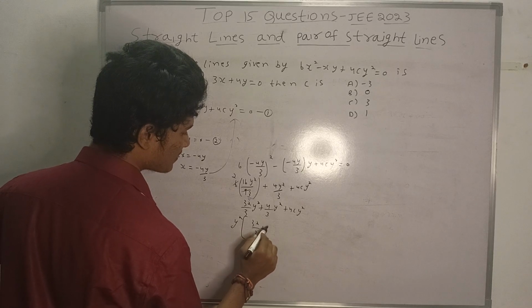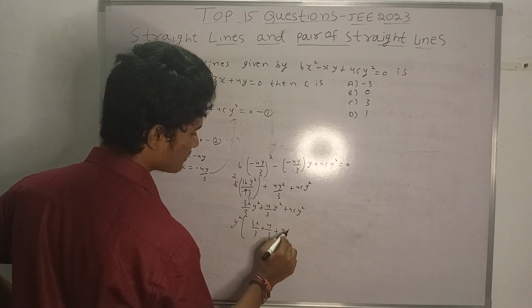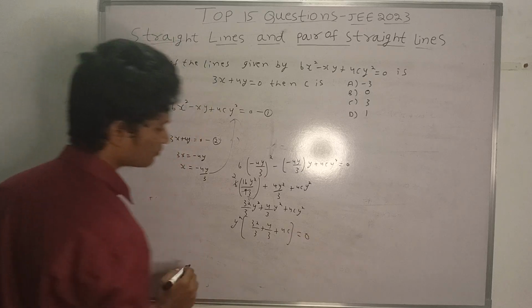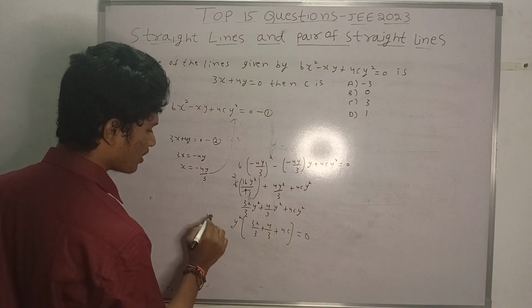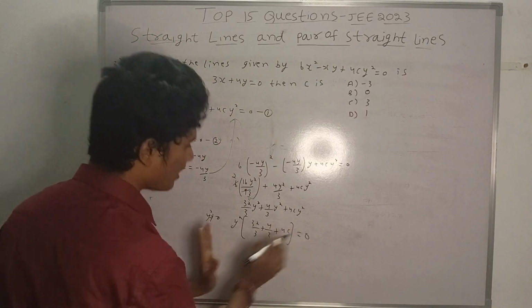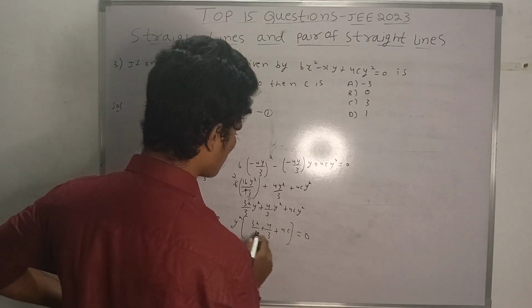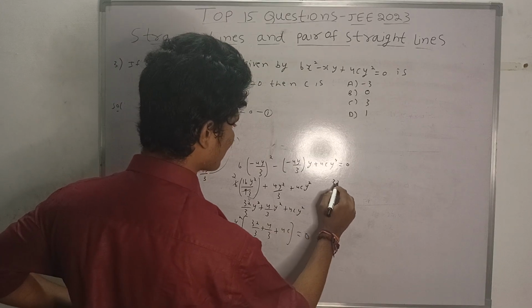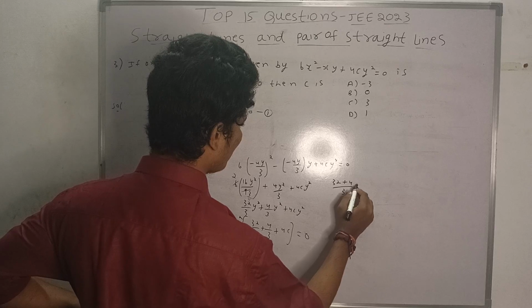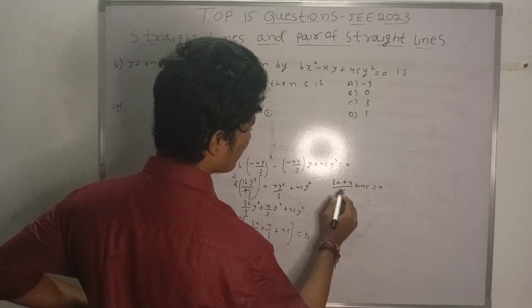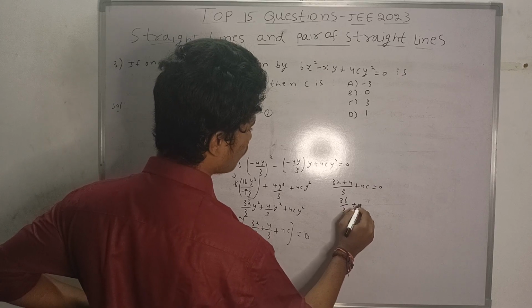32 by 3 plus 4 by 3 plus 4c equal to 0. So y square is not equal to 0, so this has to be equal to 0. When this has to be equal to 0, I am just adding these things. That is 32 plus 4 divided by 3 plus 4c equal to 0, and this is 36 divided by 3 plus 4c equal to 0.